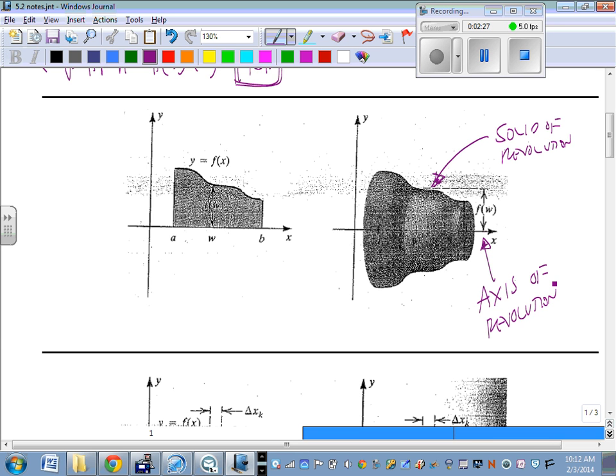All right, axis of revolution, the x-axis. That's what we're spinning that shape around.